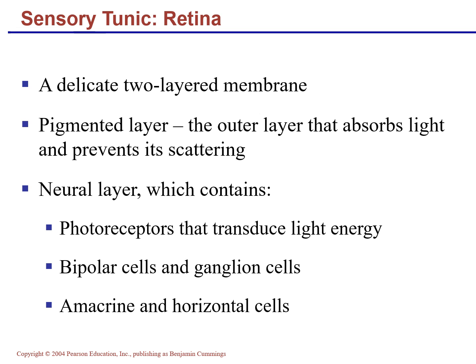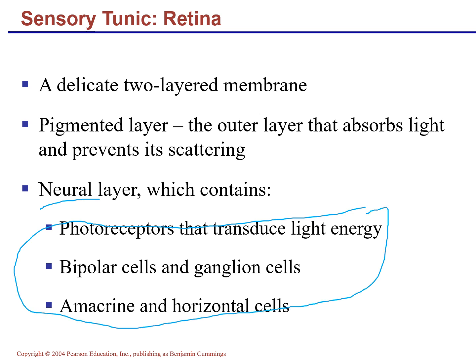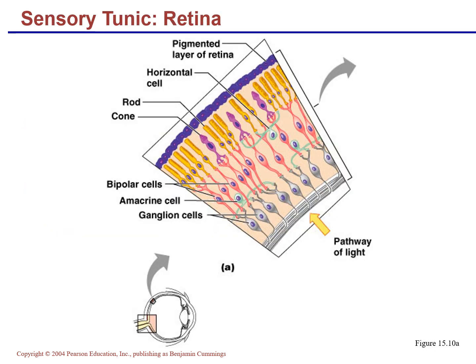The neural layer, okay, good. So it says it. It's a neural membrane. Contains the photoreceptors, the bipolar cells and ganglion cells, and the amacrine and horizontal cells. Guys, there is a ton of nervous tissue happening here. Okay, so let's look at it.